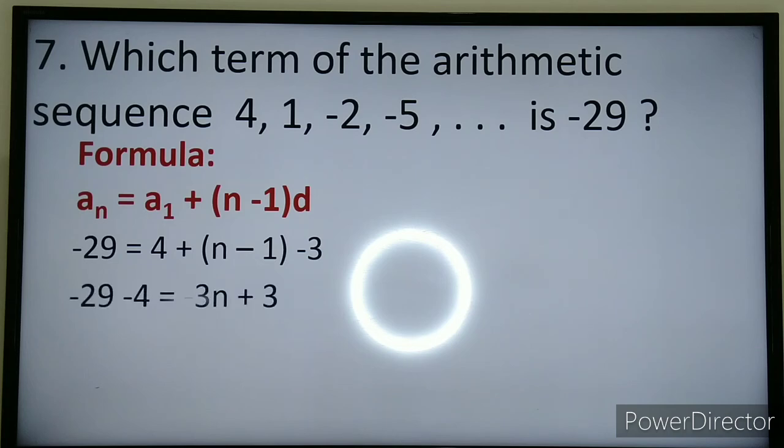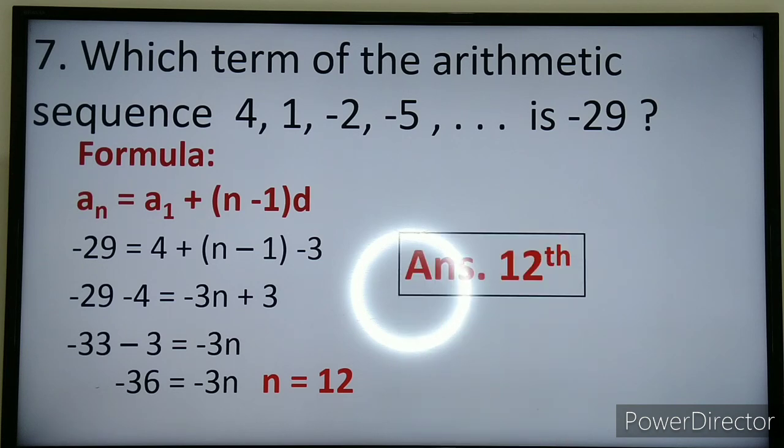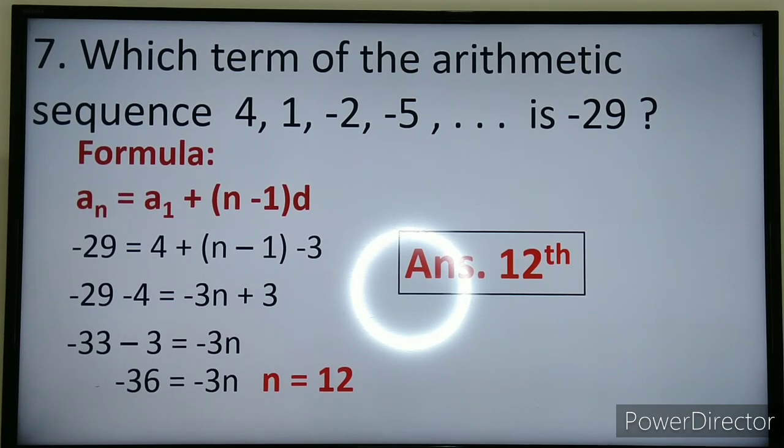Looking for the value of n, we have negative 29 minus 4 equals negative 3n plus 3. Then simplifying, we have negative 33 minus 3 equals negative 3n. Then negative 36 equals negative 3n. Then n equals 12. Once we have the value of n, the answer to which term of the arithmetic sequence 4, 1, negative 2, negative 5 is negative 29 is the 12th term.